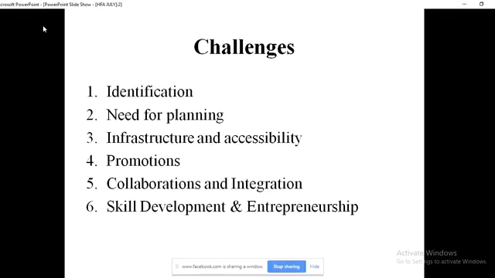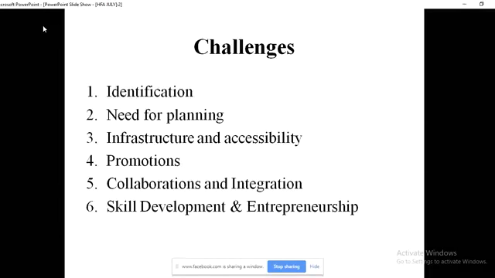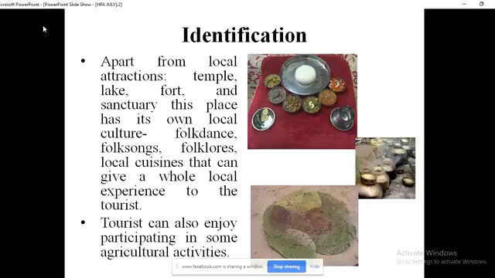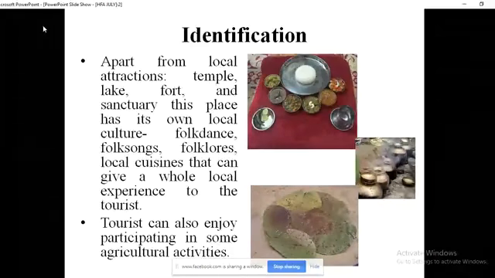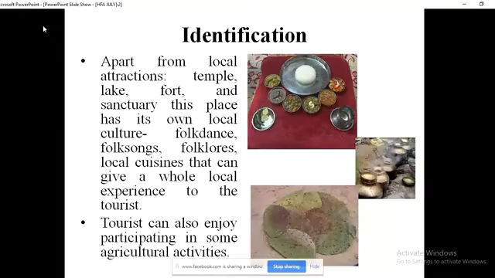So I have listed some challenges which are there in developing rural areas into a tourist destination, that come ahead when we plan to solve the problems of rural people through tourism. These are identification, need for planning, infrastructure, accessibility, promotions, collaboration and integration, skill development and entrepreneurship. So first we have identification, that is, the community has not recognized the product yet. They don't know what to sell, what to offer to the tourist.